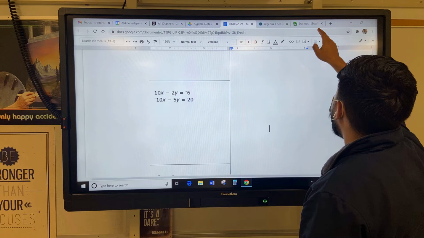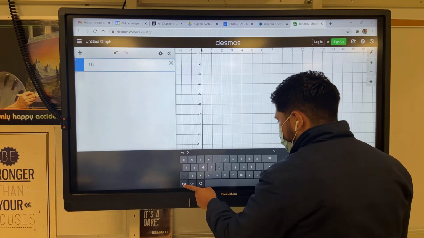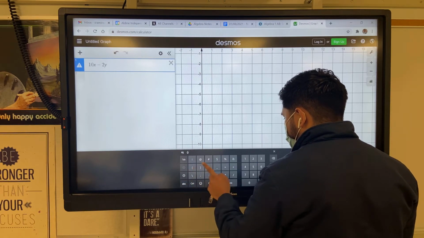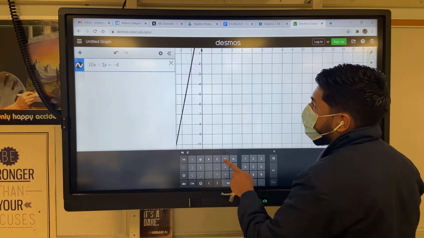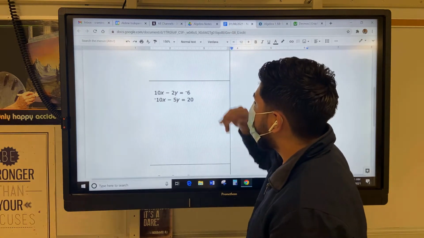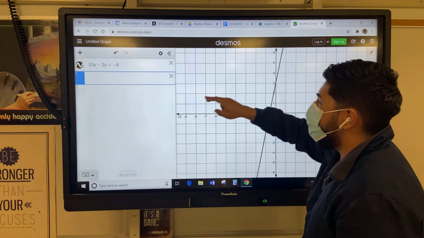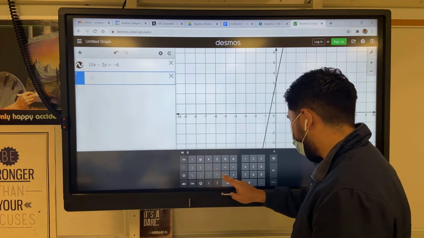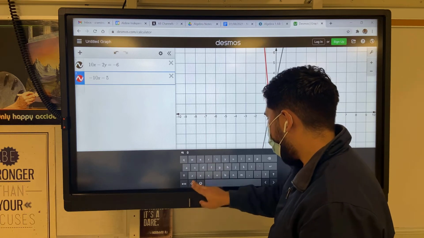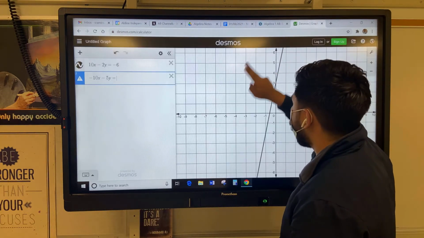10x minus 2y equals negative 6. Let me go home. Second one. Negative 10x minus 5y equals 20. Is it positive 20 or negative 20? Positive 20.